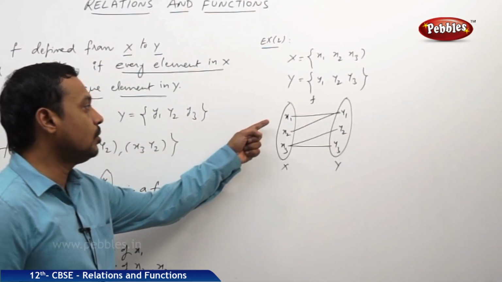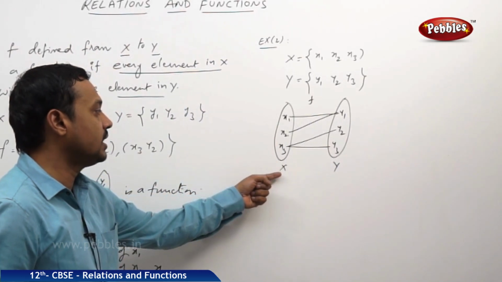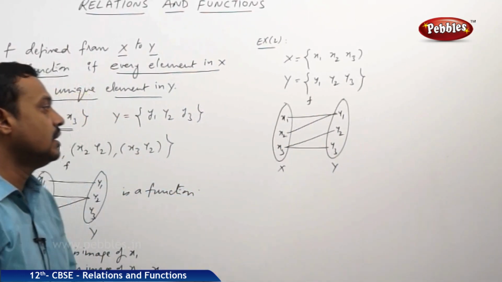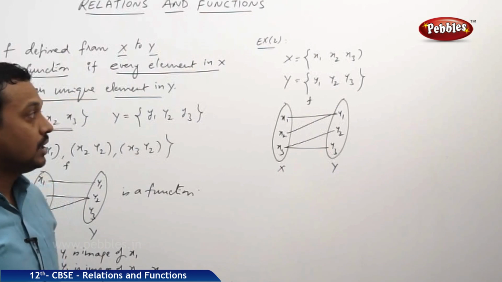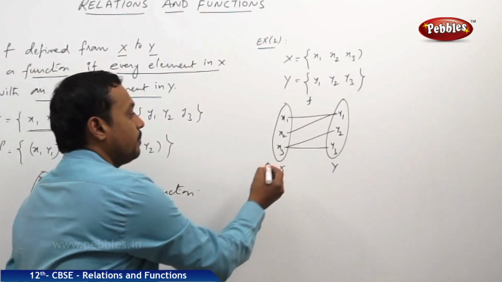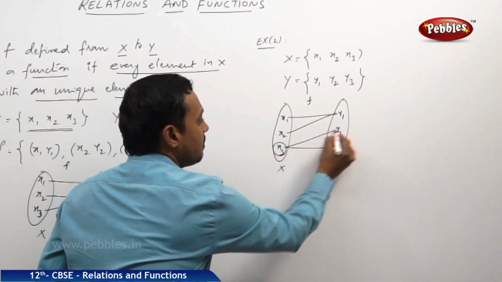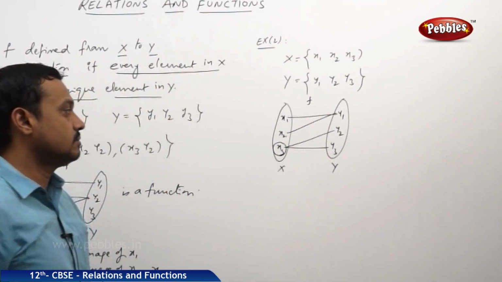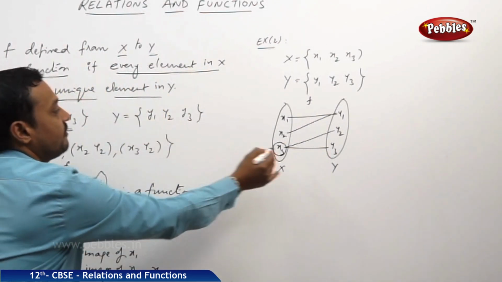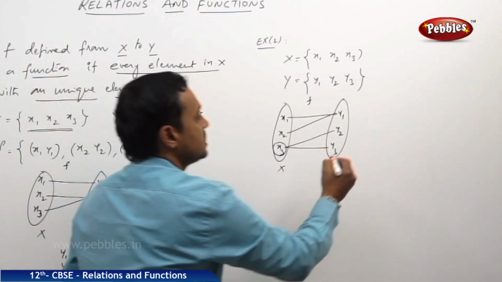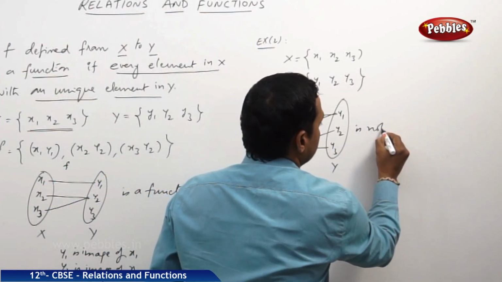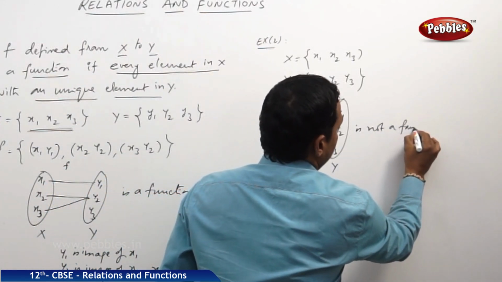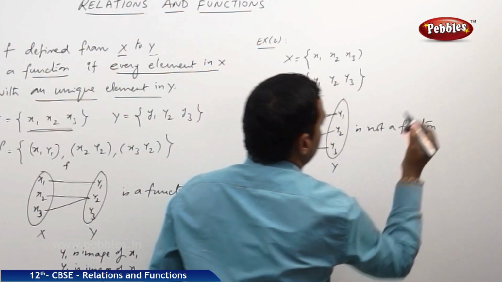Now here also each and every element in x is associated with some elements in y. But see, particularly x3 is mapping to two distinct elements. That means uniqueness fails here, so this is not a function.